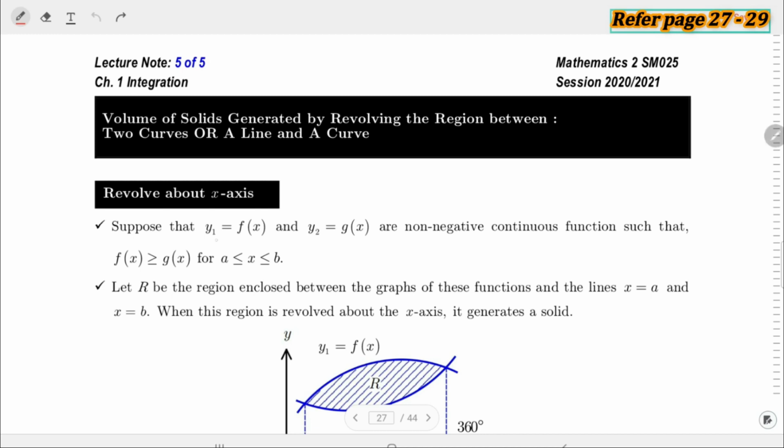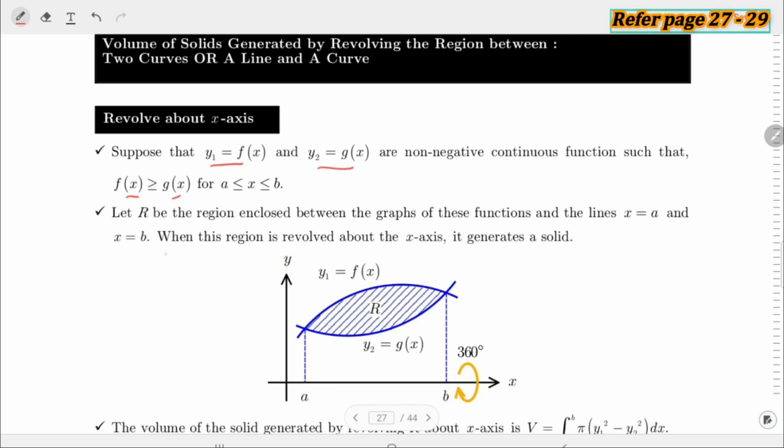Suppose that y1 equals f(x), and the other function, y2 equals g(x), are non-negative continuous functions, such that f(x) must be greater than g(x) for the limit from a to b. So what do we do? Let R be the region enclosed between these two functions, f(x) and g(x), and the lines x equals a and x equals b. When this region is revolved about the x-axis, it generates a solid.